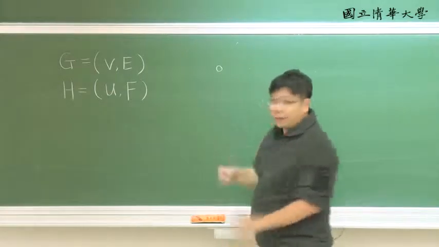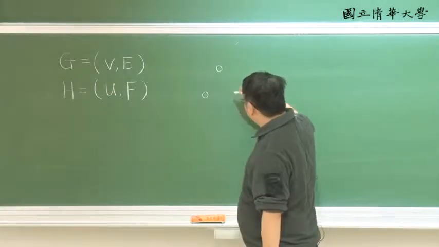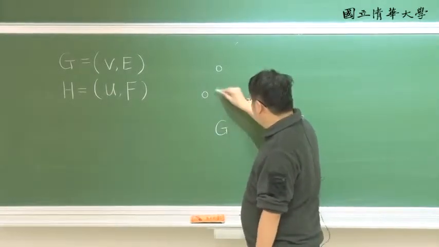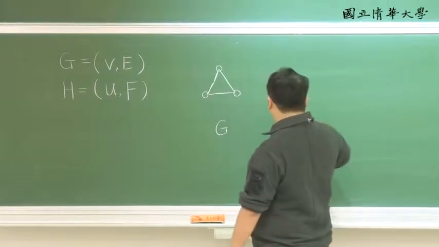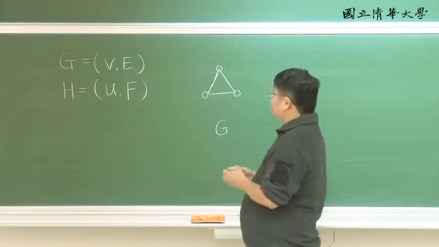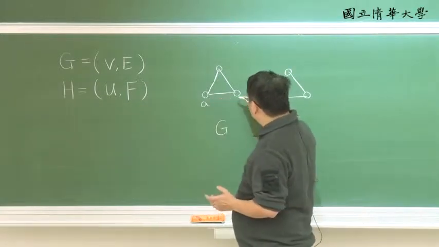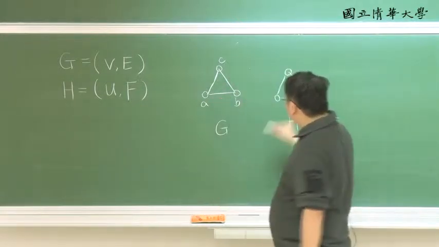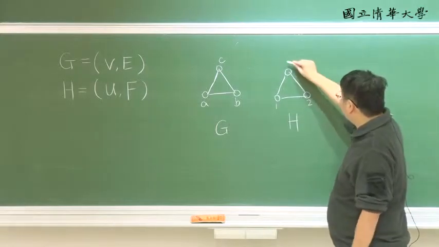Okay, so let me give you an example first. We have a graph G and a graph H. Let's call the vertices of G A, B, C, and the vertices of H 1, 2, 3.